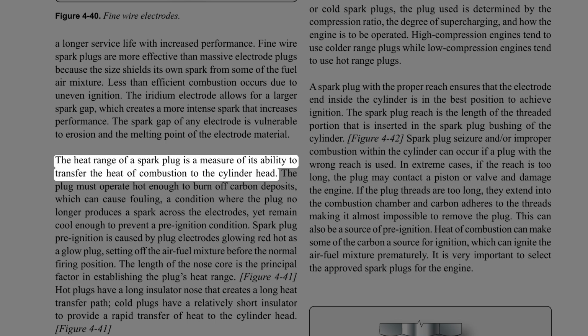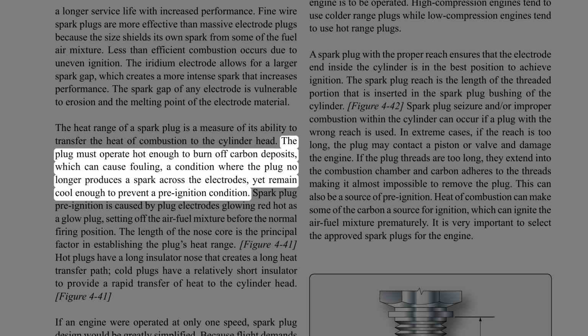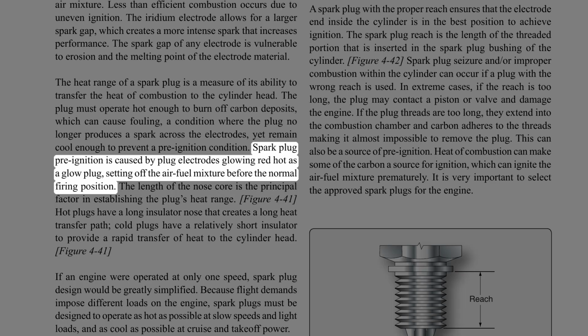The heat range of a spark plug is a measure of its ability to transfer the heat of combustion to the cylinder head. The plug must operate hot enough to burn off carbon deposits, which can cause fouling, a condition where the plug no longer produces a spark across the electrodes, yet remain cool enough to prevent a pre-ignition condition. Spark plug pre-ignition is caused by plug electrodes glowing red hot as a glow plug, setting off the air-fuel mixture before the normal firing position.